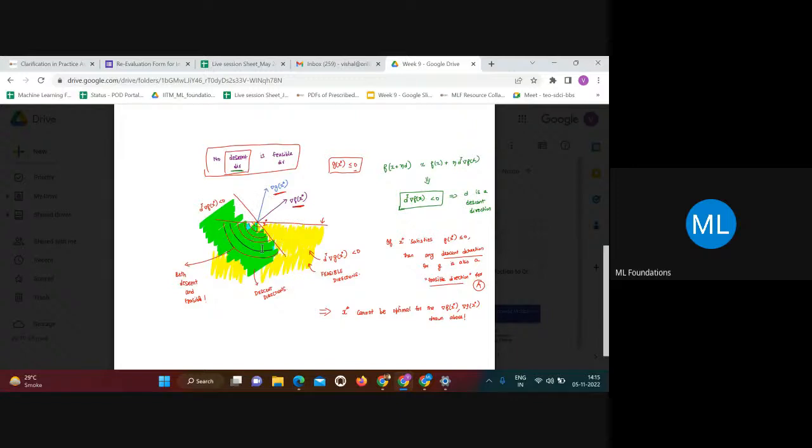So you'll be having this yellow point as the descent direction for this g(x). That will be the feasible direction also. So it's the descent for g(x), but the feasible for the whole problem, whatever we are solving. Okay.